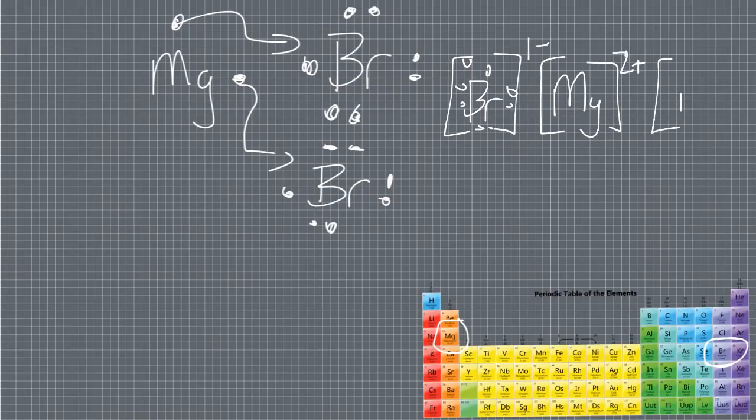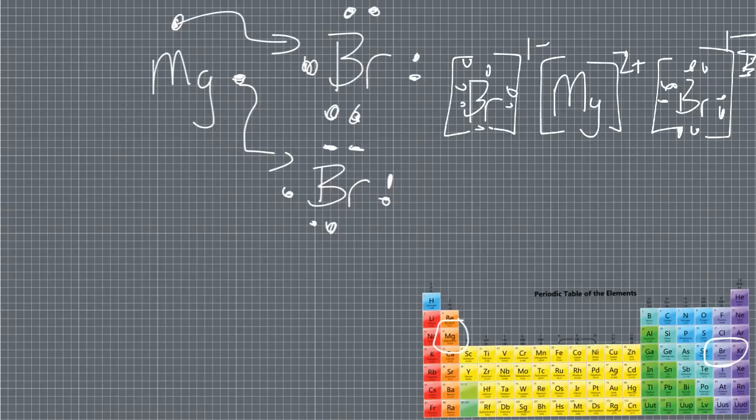On this side, I'll do a bromine as well. And we do them on opposite sides because they're both negatively charged. And negatively charged objects want to get as far away from each other as they can, but they're both going to be attracted to the magnesium. So this is also a 1 negative charge. So that's my second step.